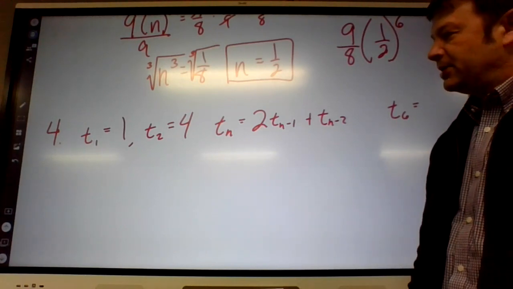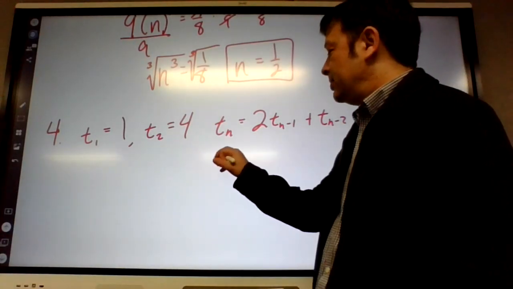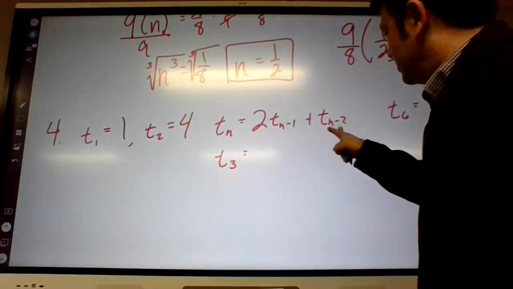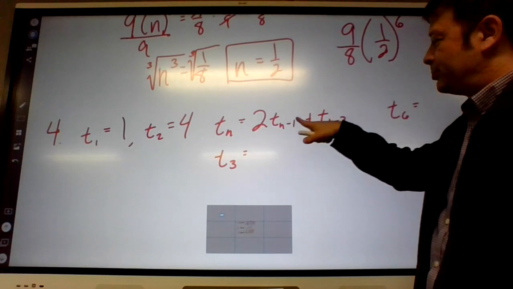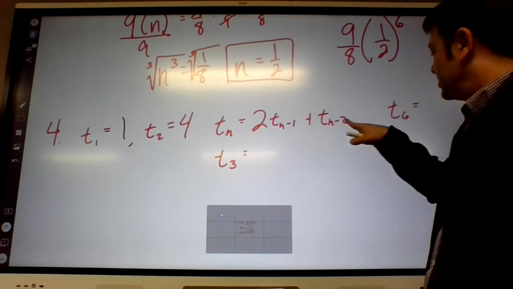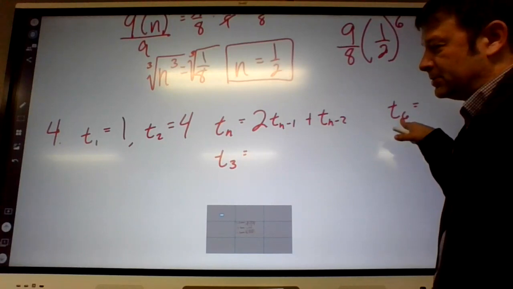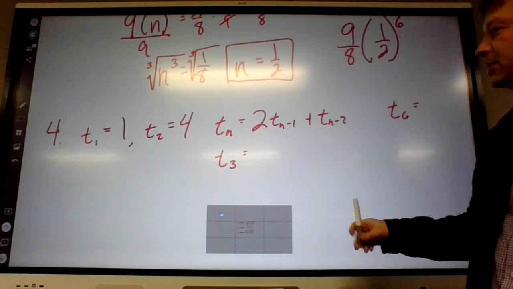Yeah. So if you wanted to find, well, we know the first and second term. You have to start by finding the third term. To find the sixth term, what does n minus 1 and n minus 2 mean? It means the previous two terms. So you can't find the sixth term unless you know the fourth and the fifth term. So you just got to kind of work your way up to it.